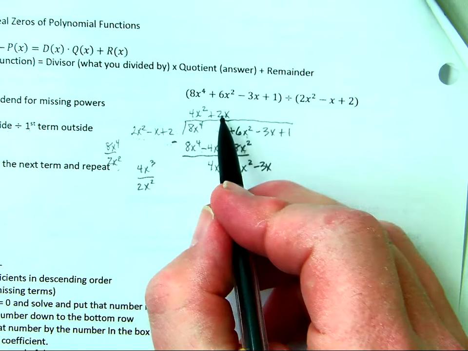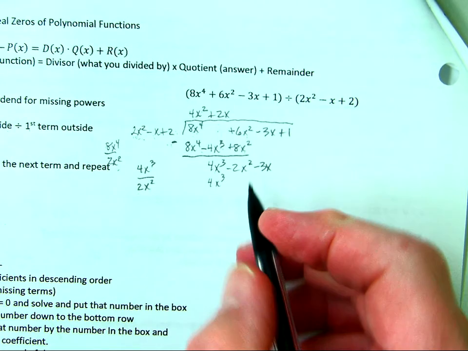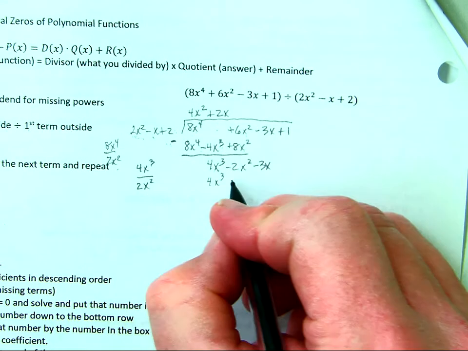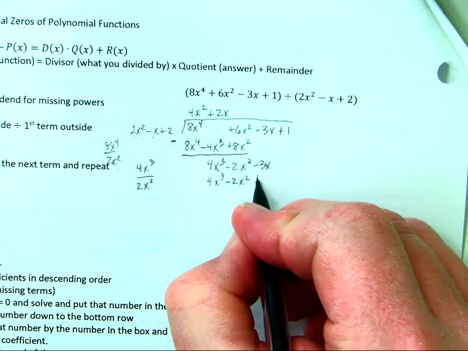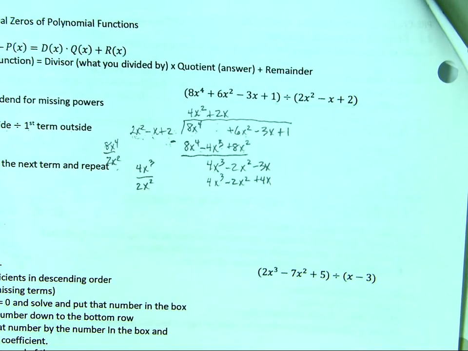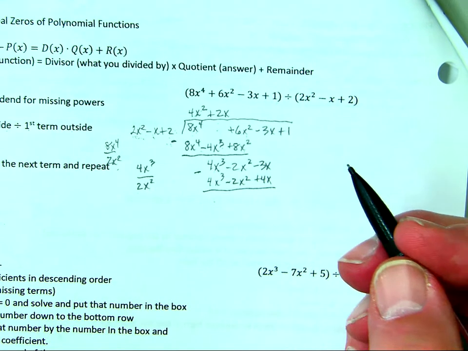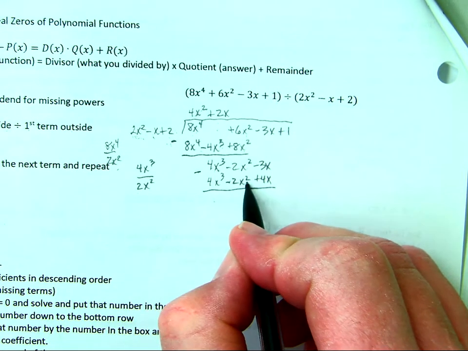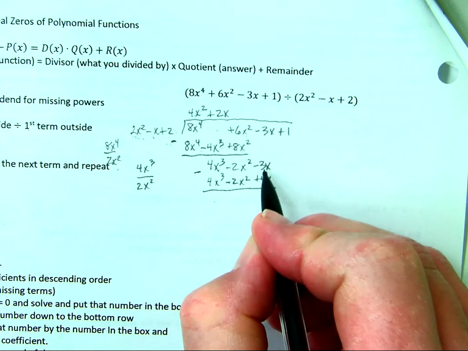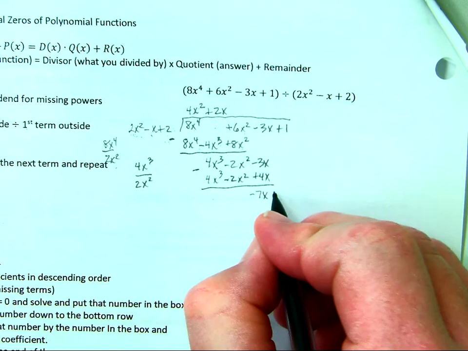Now distribute again. 2x times 2x squared, 4x cubed. 2x times a negative x, negative 2x squared. 2x times 2, 4x. So we distributed the 2x times everything outside here. Now we subtract again. Again, this first term should always cancel out. Here we have a negative 2x squared minus a negative 2x squared. That also cancels out. Now we have a negative 3x minus 4x is a negative 7x. Bring down the next number.